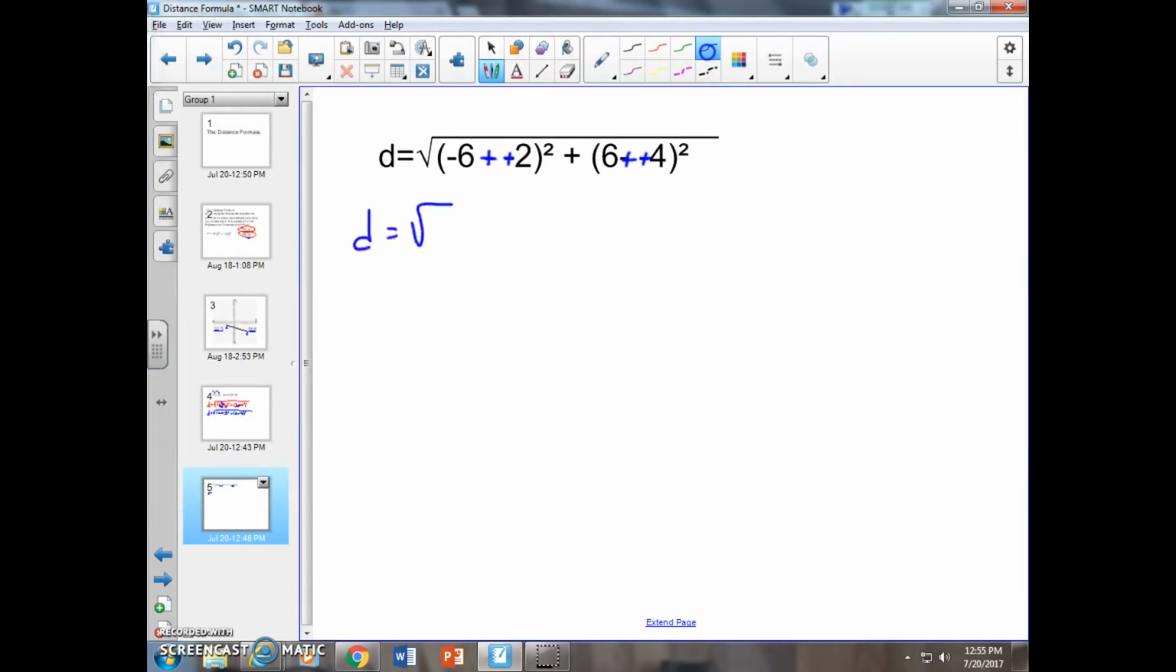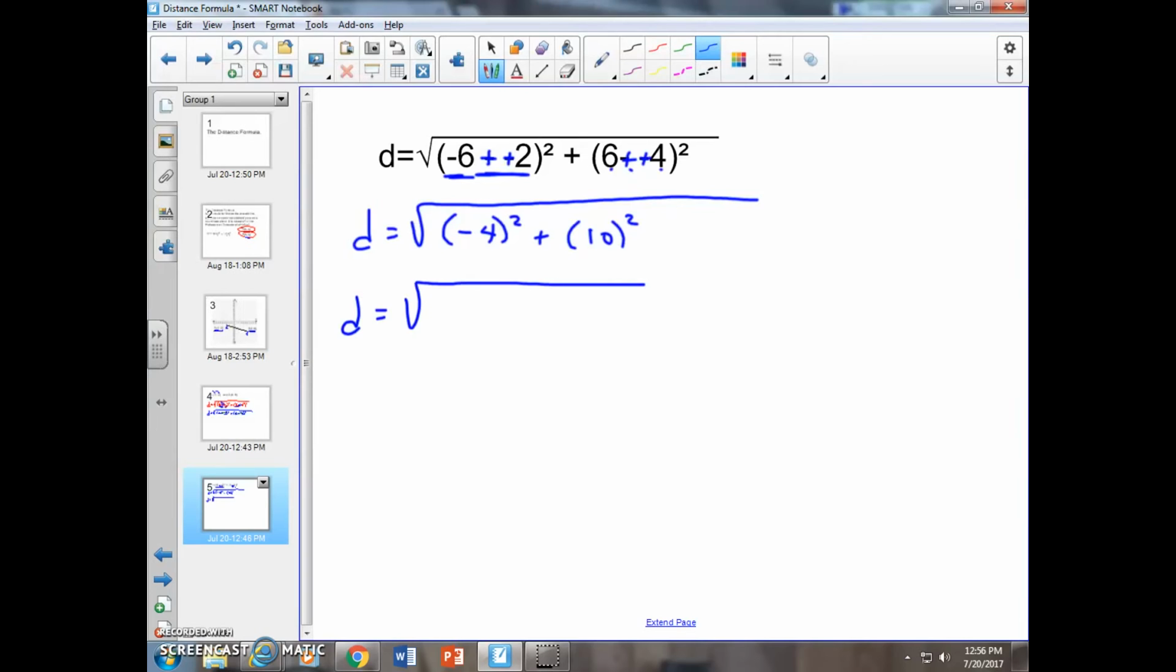So D equals the square root of, parentheses, -6 add 2 is -4 squared, plus 6 plus 4 is 10, squared. Now we'll square the parentheses. For those of you using a Texas Instruments calculator, please, when you are putting the value in the calculator to square it, and it is negative, please put it in your calculator in parentheses before you square it so that it will give you the correct answer. If you put it in your Texas Instrument calculator without the parentheses, it will give you a negative answer, and that is not correct.